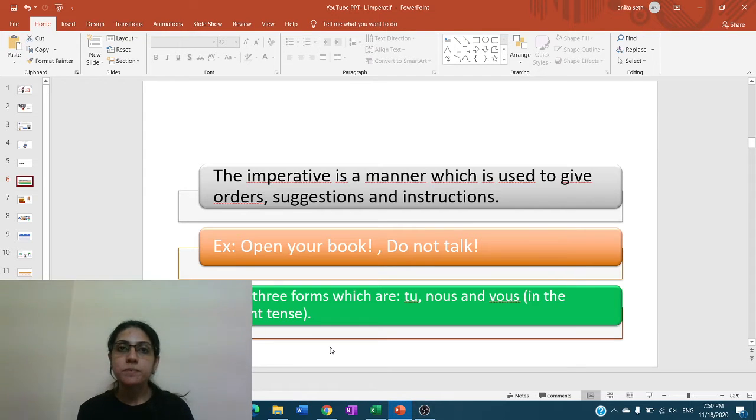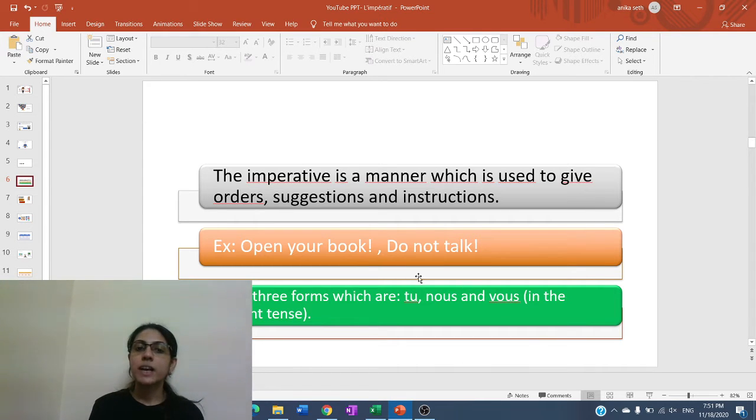Now, the thing which we have to note over here is that when we are giving instructions, we are not using the subject pronoun. For example, I'm not saying over here, you open your book or you do not talk, unless I'm talking to one particular person. So it is a general instruction, a general command for the entire class. That is why we do not use the subject pronoun while giving an instruction or suggestion or order.